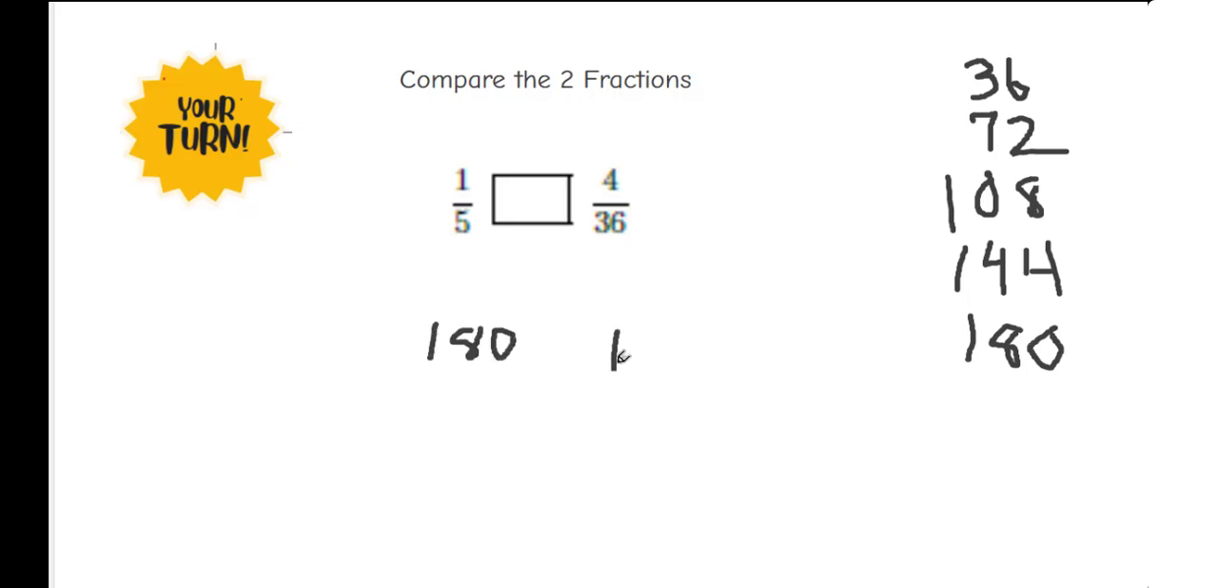Those two numbers have to be multiplied by each other. So if 5 times 36 is 180, 1 times 36. So we put that at the top. And then we have 4 times 5. 36 times 5 is 180. 4 times 5 is 20. Is larger, greater than, so 1/5 is greater than 4 over 36.